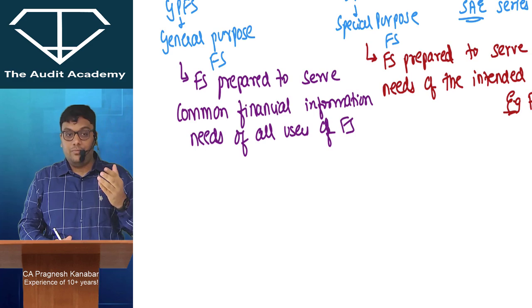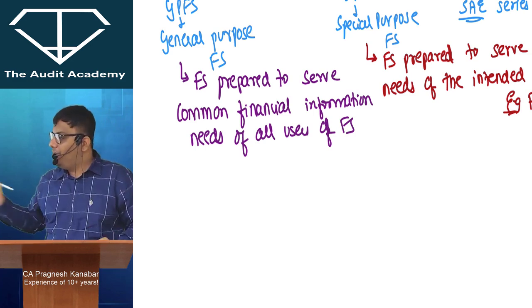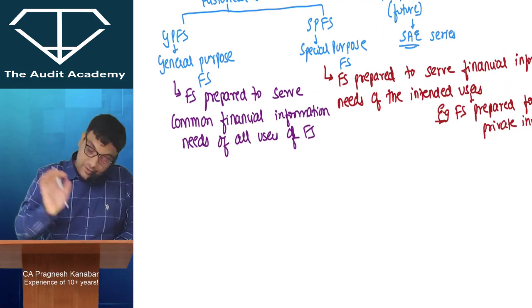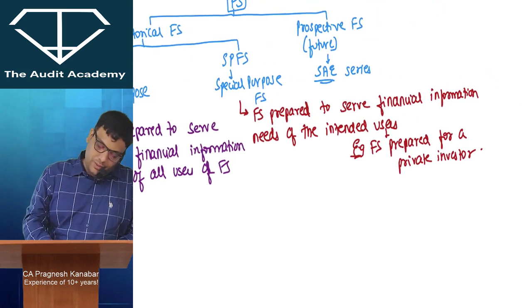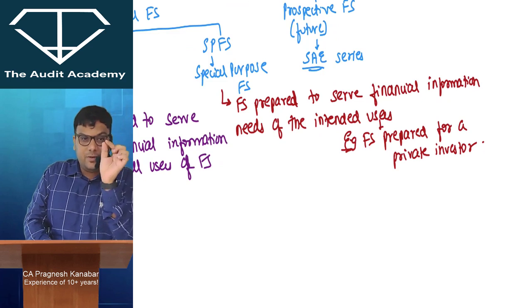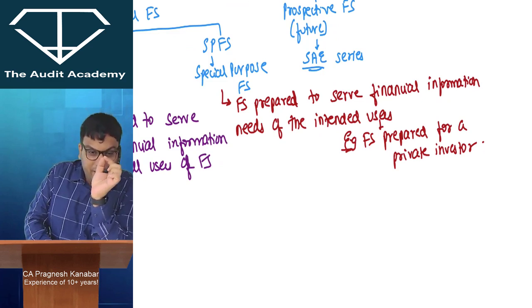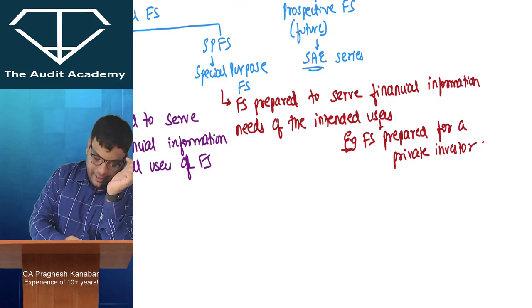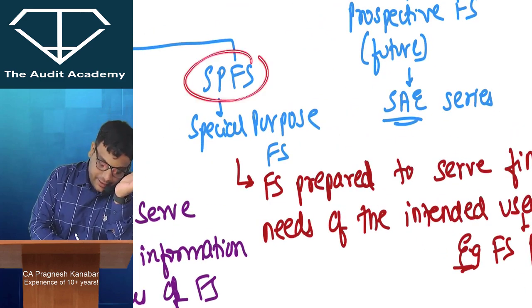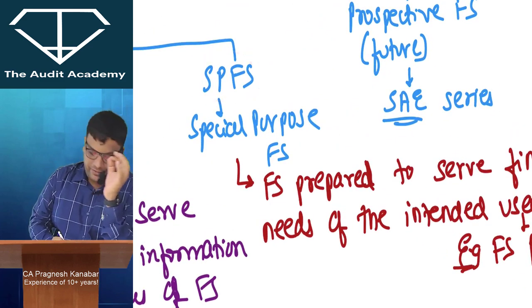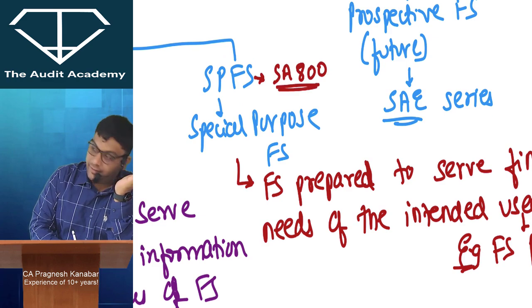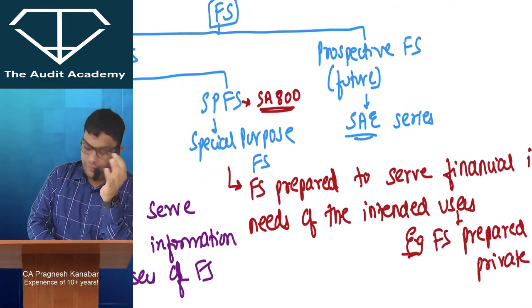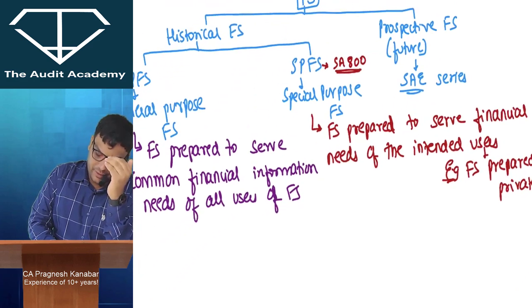Now, why is it important for you to know this GPFS and SPFS? Don't just study the concepts, try to understand what will happen with you. If they give you questions where financial statements are prepared to serve information needs of particular specific users, then you should understand that it deals with the concept of special purpose financial statements. And for special purpose financial statements, there is only one, SA 800. So from here itself, your application based question starts.